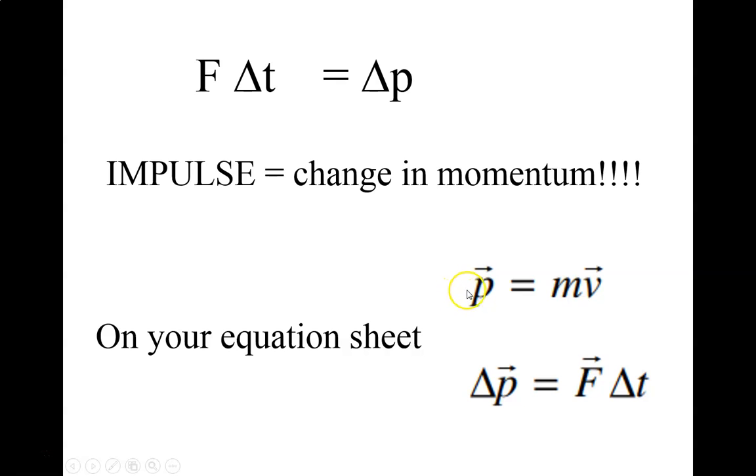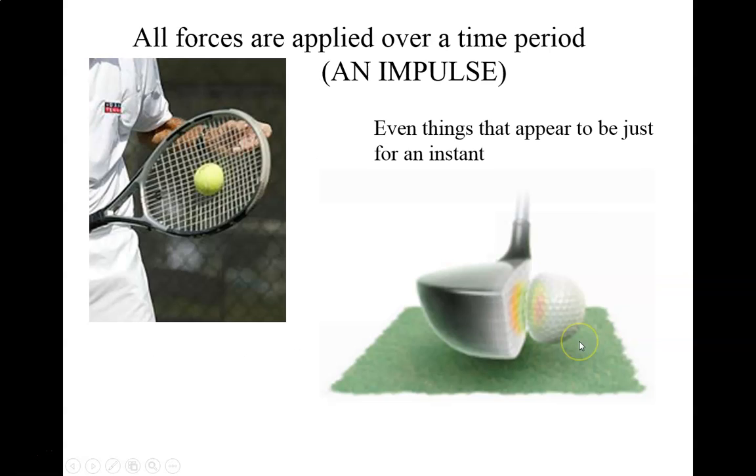This is what's on your equation sheet for your AP equation sheet. p equals mv. Okay, so momentum equals mass times velocity, and this right here, delta p equals F delta t. And they are saying that these are vectors; the momentum and the force and the velocity are all vectors and have direction. So this is on your equation sheet.